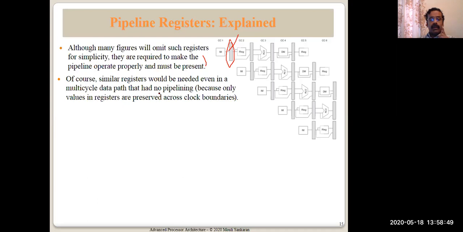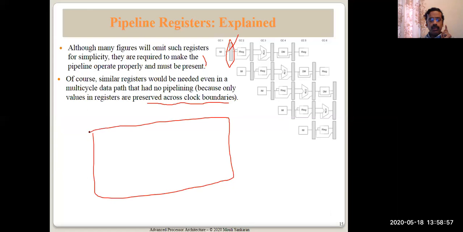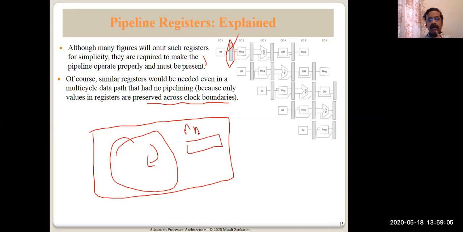I'll explain to you. Had no pipelining, because only values in registers are preserved across clock boundaries. Suppose you saw that unpipelined CPU, which is taking multiple cycles to go across, you found that there was some register called MAR, MDR, sorry, my handwriting is bad. You saw some registers used.